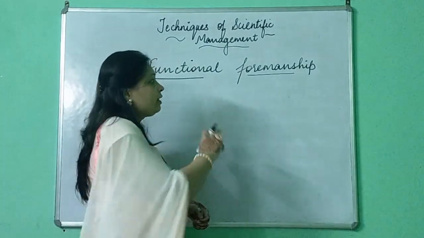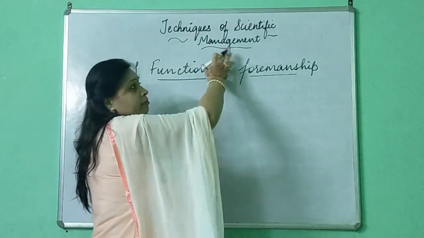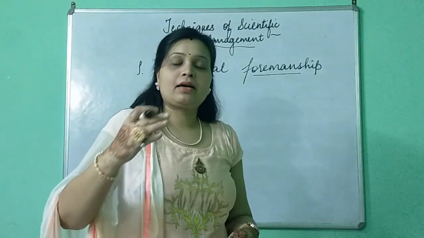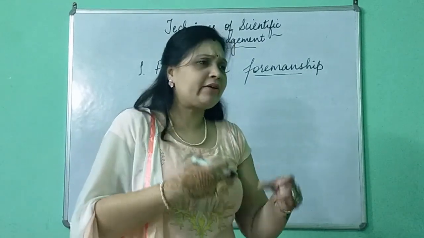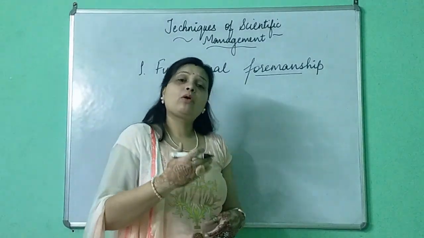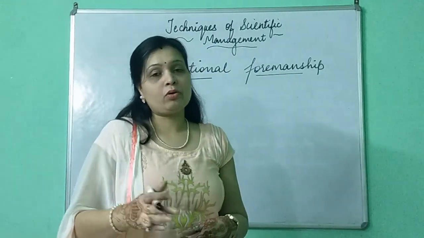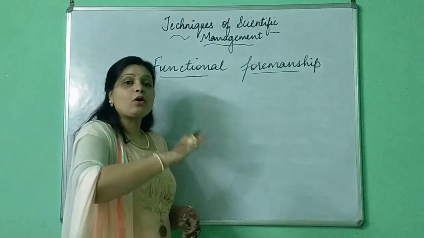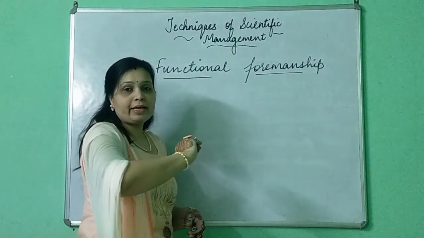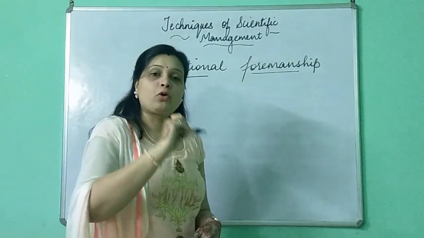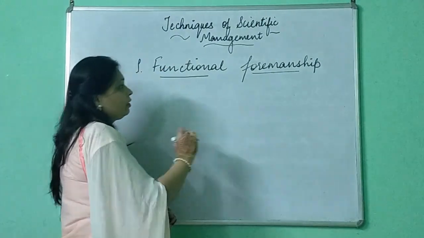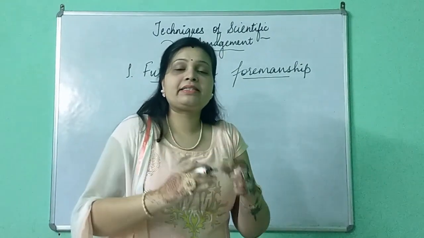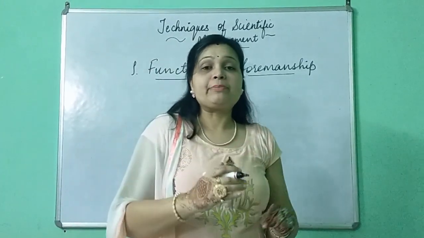So basically all the techniques given by F.W. Taylor in scientific management are for the labor or the lower level. Whatever techniques we will study, they all are applied on the lower level or on the laborers. Especially this one. Here the work of foreman means the supervisor, lower level manager. The work of lower level manager is divided, their functions are divided. So this technique is based upon the principle of specialization.